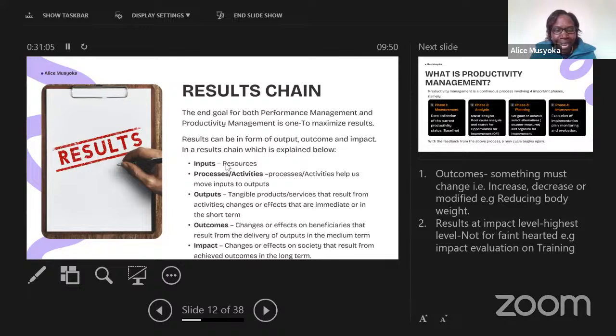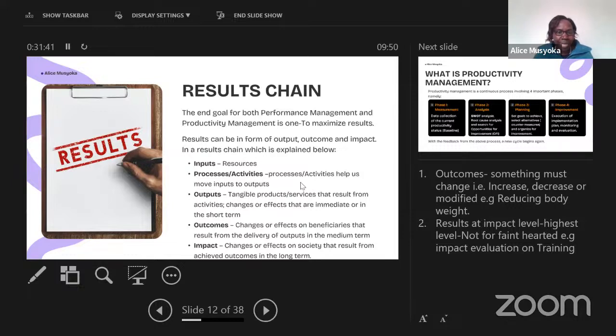So we had said earlier that both effectiveness, that is measuring performance, and measuring productivity, the end goal is what? Is maximization of results. So when we talk about maximizing results, what do we mean by results? I want us to understand the concept of results by looking at the results chain.